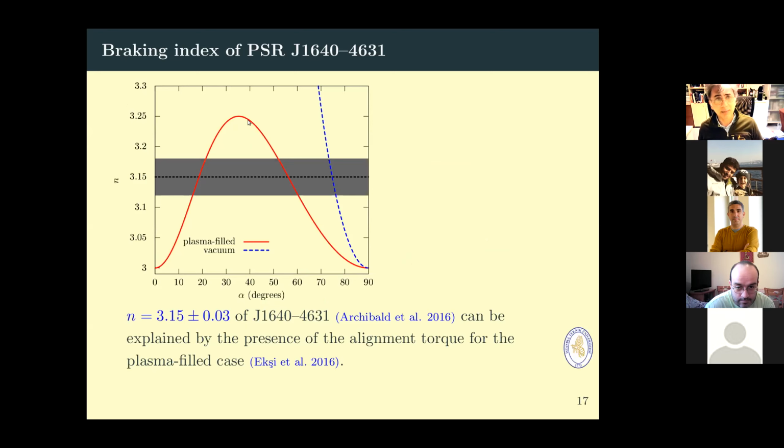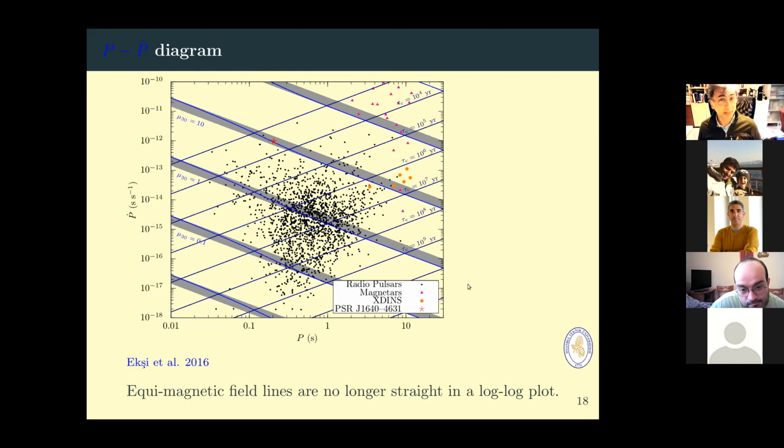But this is the maximum value the braking index would get under magnetic dipole radiation torques. So we still have to face the problem with the lower than 3 braking indices. And with this model, by the way, the equi-magnetic field lines are no longer straight in a log-log plot. They would be tracing these regions.